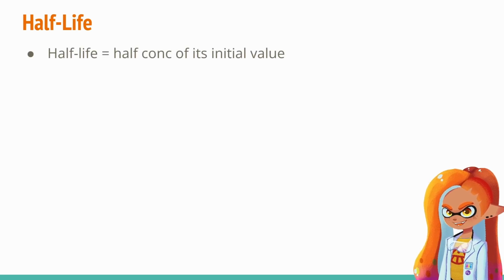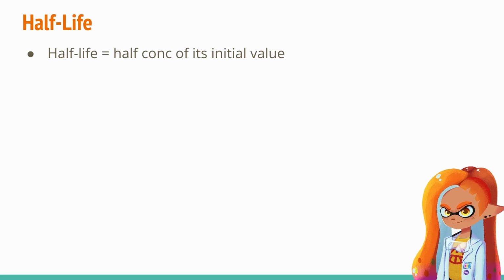All right, half-life. So half-life was covered in Gen Chem, but if you forgot, half-life means half the concentration of its initial value. But what does that actually mean? So naturally, things decay over time. And so you have a time limit where half of the original substance decays into something else.